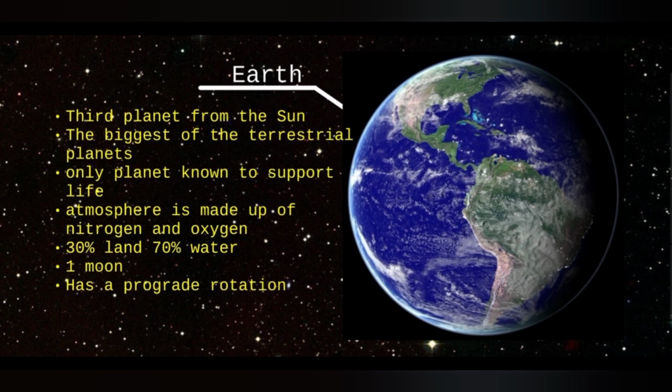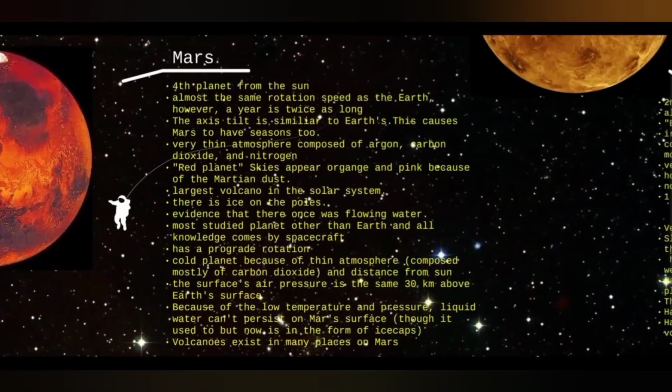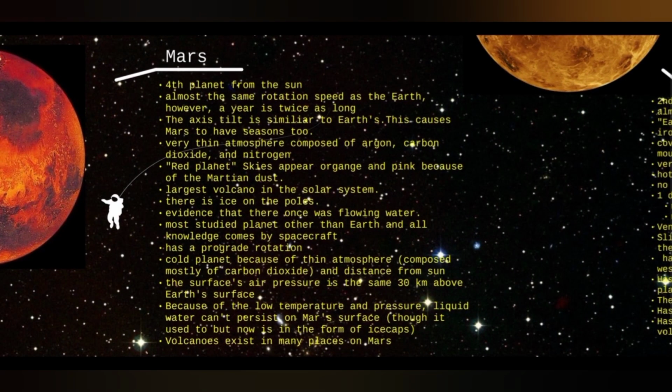The atmosphere is made up of high nitrogen and oxygen, and one moon, and has a retrograde rotation. Next, Mars, the fourth planet from the Sun, has almost the same rotation and speed as the Earth. However, a year is twice as long. The axis tilt is similar to Earth's, and this causes Mars to have seasons too.